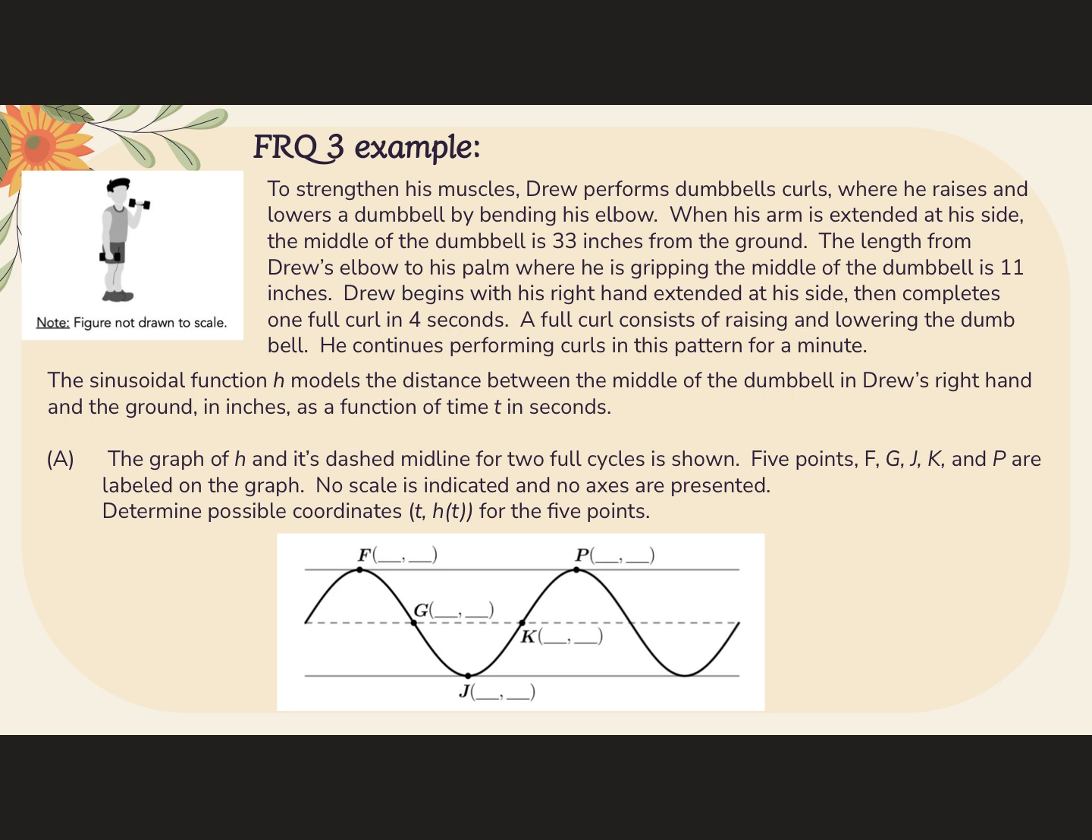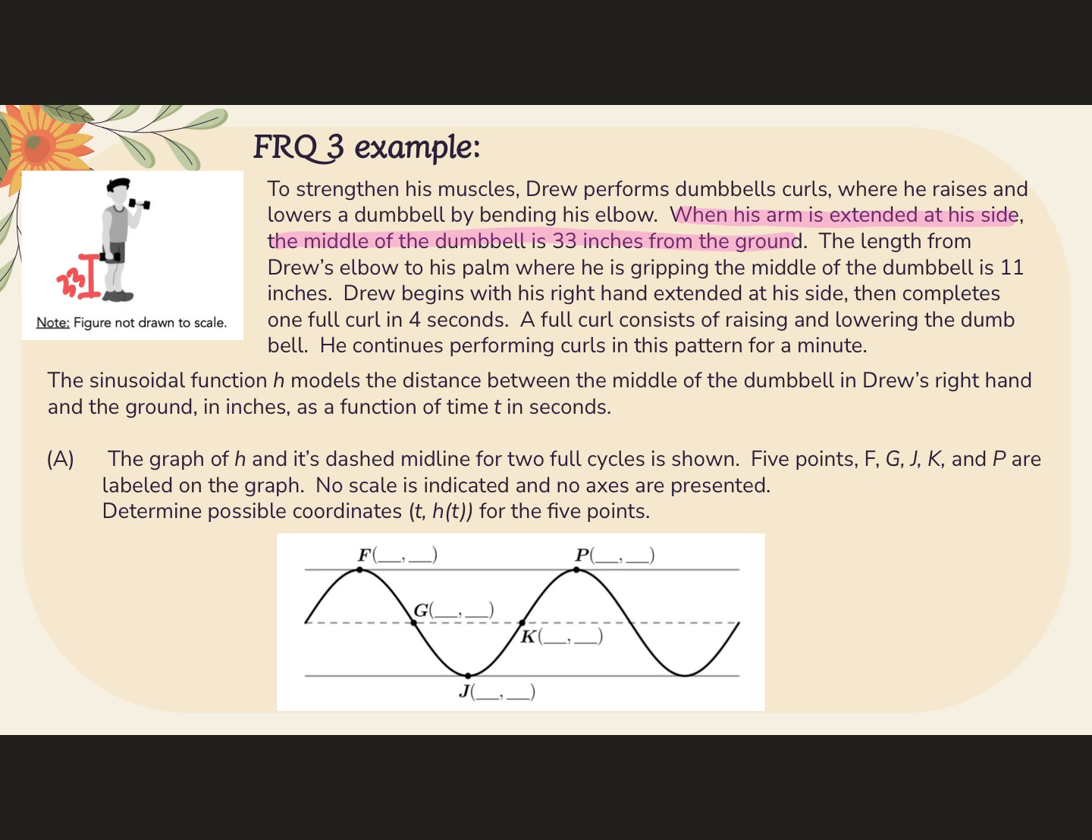All right, before I jump into the graph, I'm going to pick out some key information and label the diagram to help me with some of these measurements. Specifically, I'm looking for time and also height, or the distance between the dumbbell and the ground. So first it says that when his arm is extended down at his side, the middle of the dumbbell is 33 inches from the ground. So this distance here is 33.